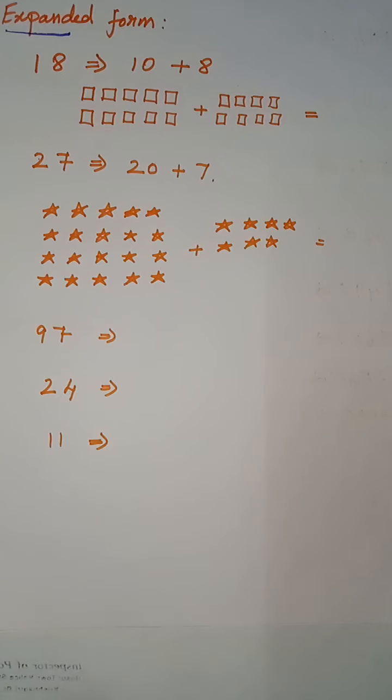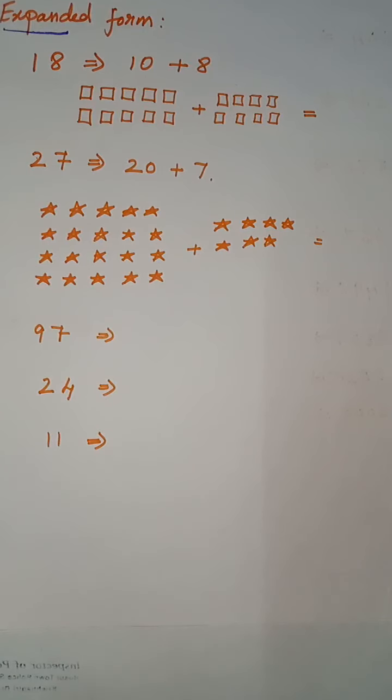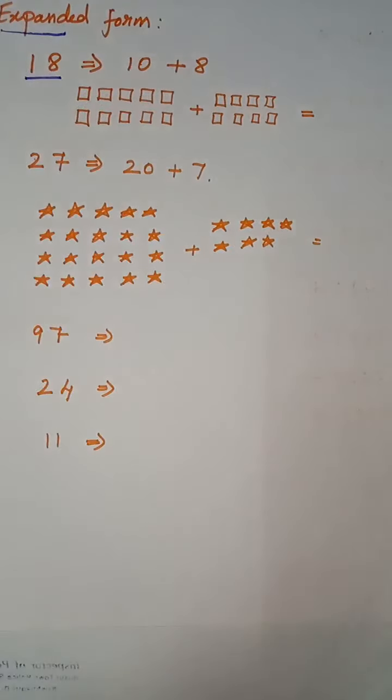In our smaller ages you have learned the expanded form, but it can be forgotten, so now we can recall it from the basics. For example, we can see some simple sums by using drawings. If they give us expand 18, expand 18 means we have to split it.